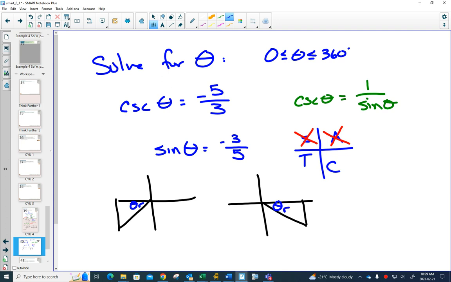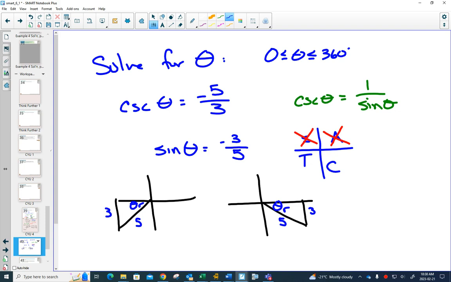So if I have an angle in quadrant 3 or in quadrant 4, I can draw that angle, and when I draw that angle, I can make a triangle and label the reference angle. Now, if sine is opposite over hypotenuse, I would be able to tell you that this length is 3 and this length is 5. Same thing on this triangle. This length is 3 and this length is 5. Now that I have that, I can go to grade 10 trigonometry and find my reference angle.